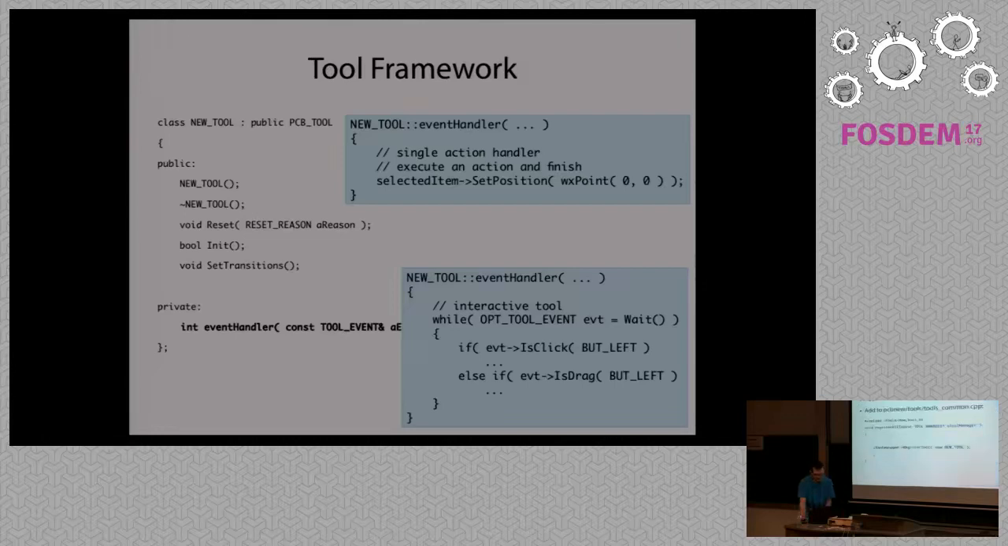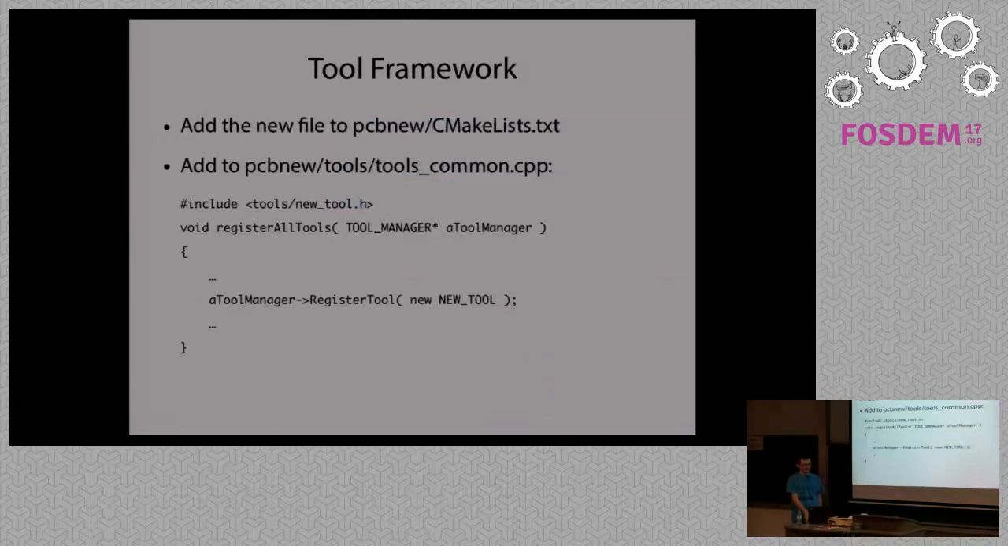Apart from creating a new tool, I mean coding it, you need to add it to the project. And KiCad uses CMake, so for that you need to modify CMake lists. You need to just add your file there. And you also need to notify PCBnew that there is a new tool that you can use. And for that, in this particular file, you just add a new header with your tool, and this function. And really, that's it. It's in total 3 lines for registering a new tool.